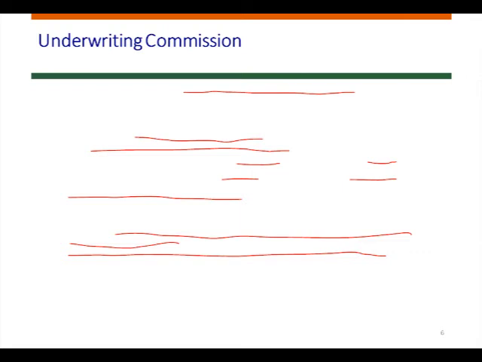When we talk of underwriting commission, this is the reward for the underwriters. Whatever work they do for the companies, they sell their shares and debentures, and for that they are paid commission. But there is a provision regarding how much commission companies are permitted to give.